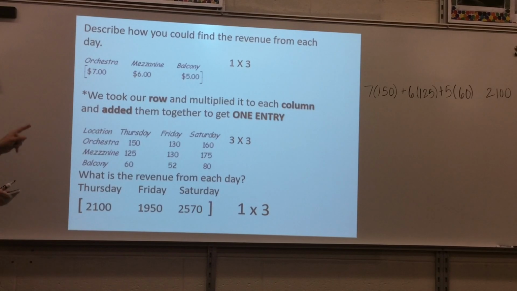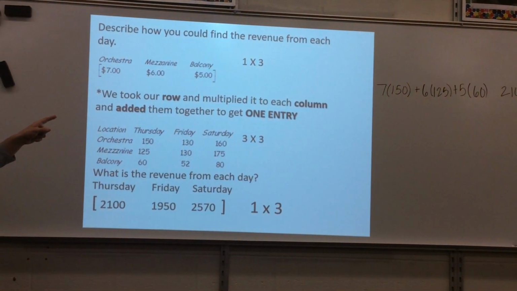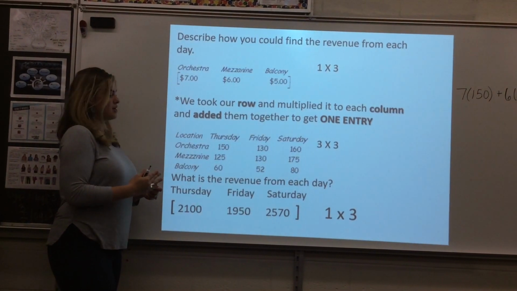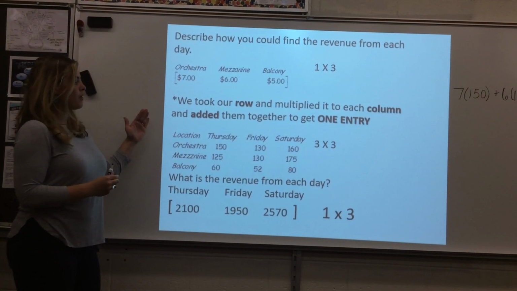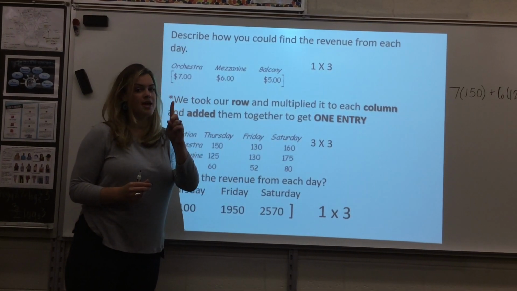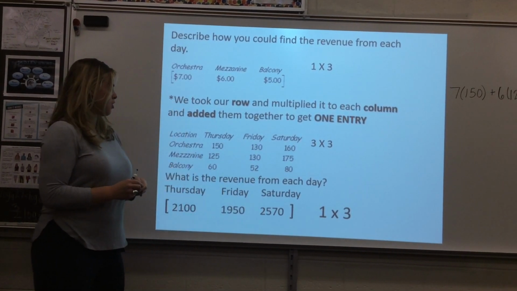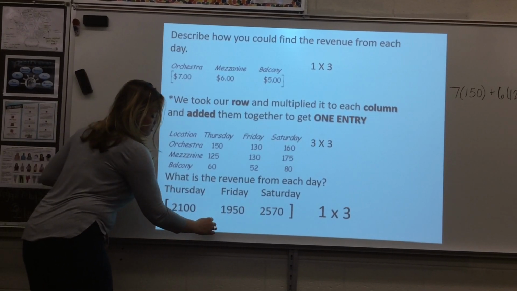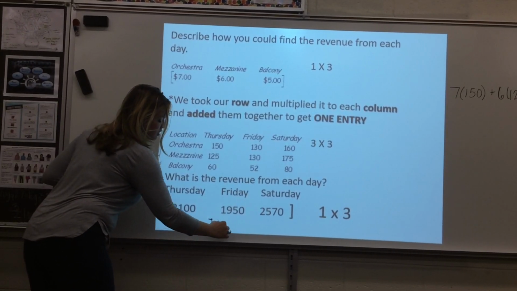So, we had a 1x3 matrix. I tend to write the dimensions as I go to give myself a guide. We took a row and we multiplied it to each column, then added them together to get only one entry. So, when we do this, we end up with 1 row, 3 columns.